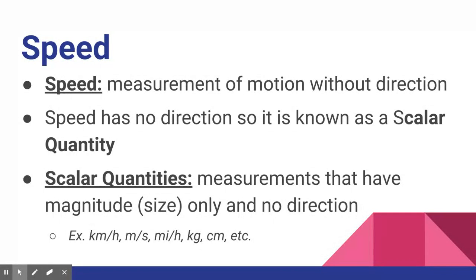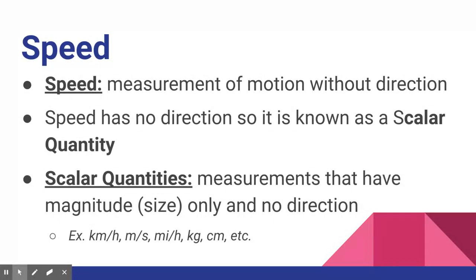Okay, so we can say that something is moving in a particular direction, but really that's just describing that it's moving in a straight line. We don't associate the direction with the speed. It's just the magnitude. It's just how quick are you moving. So speed is what we would call a scalar quantity. And a scalar quantity, like it says here, is a quantity or measurement that has magnitude, meaning it has size, but it doesn't have any direction.